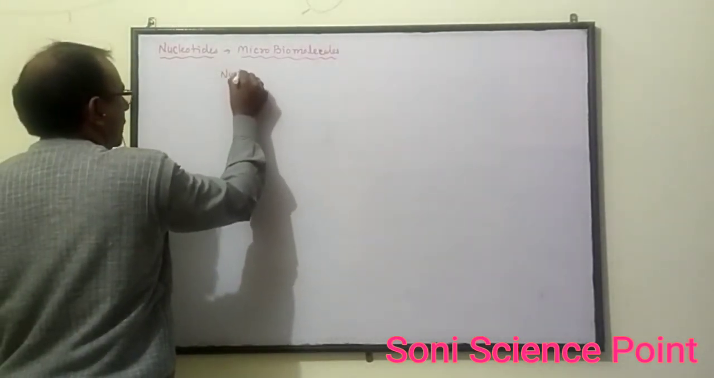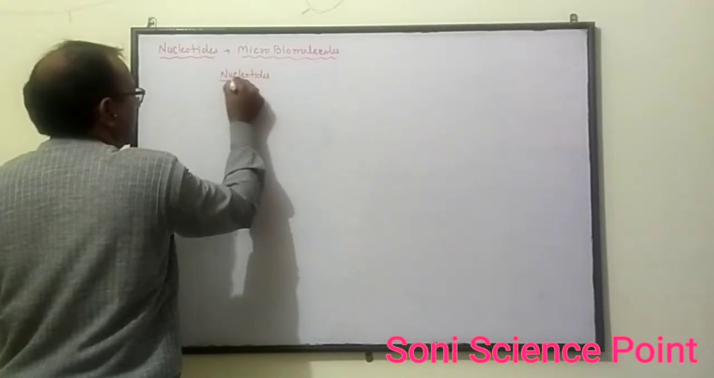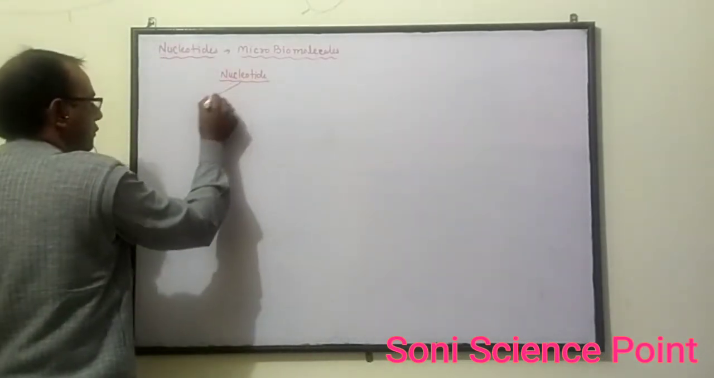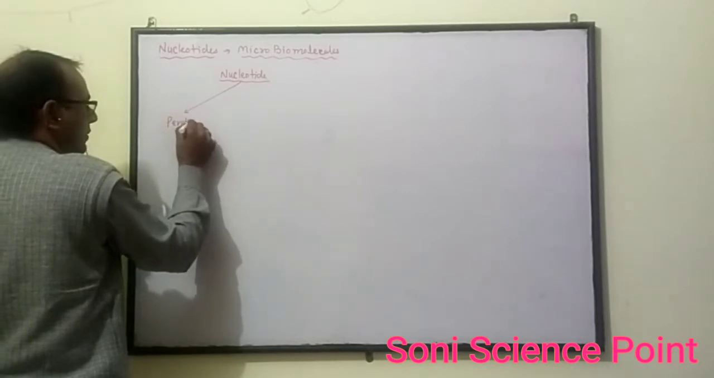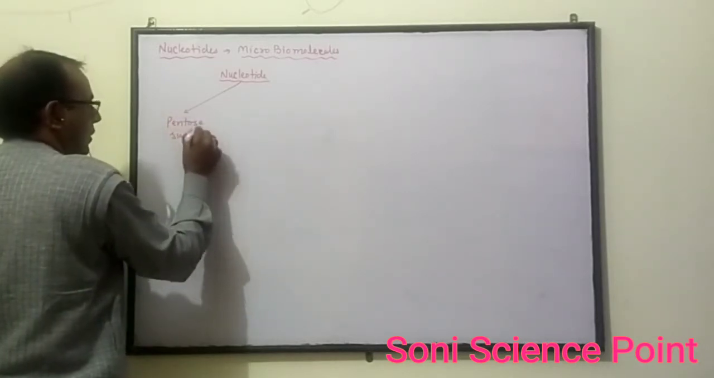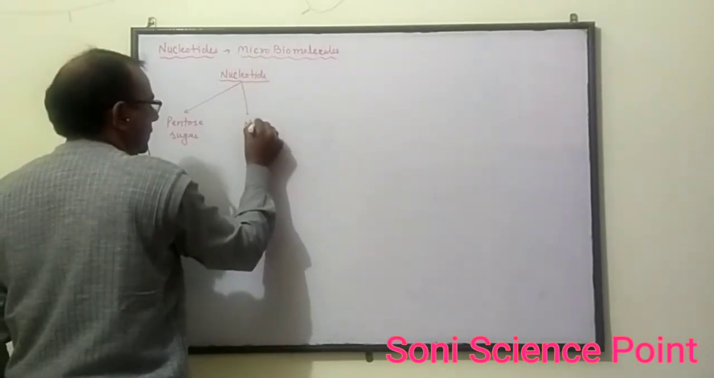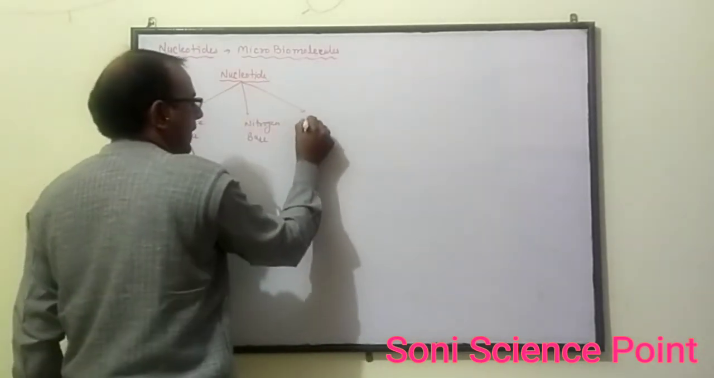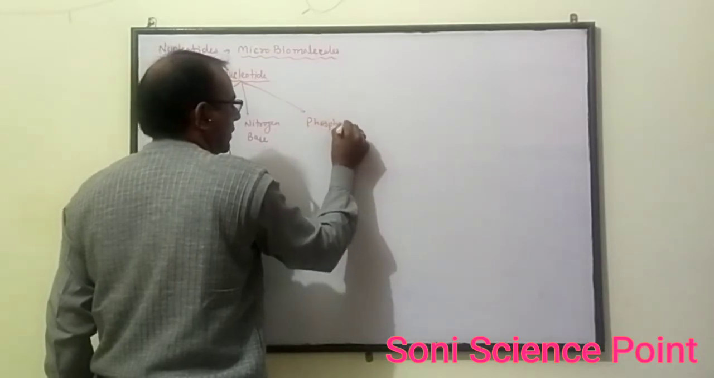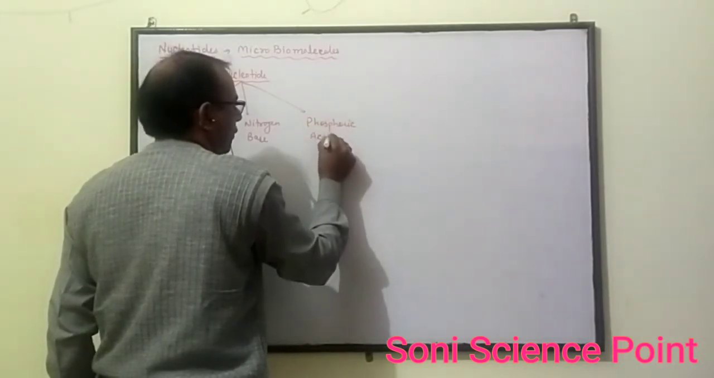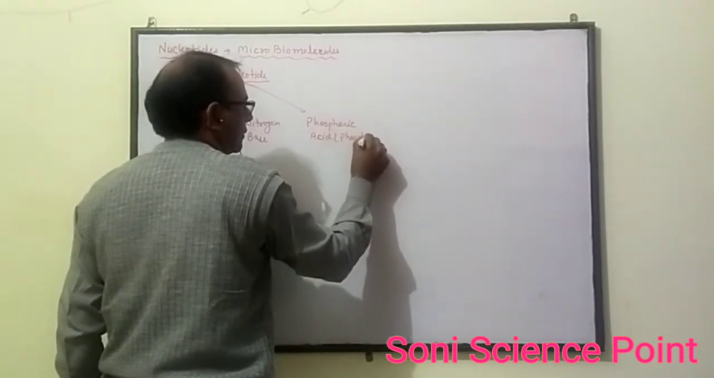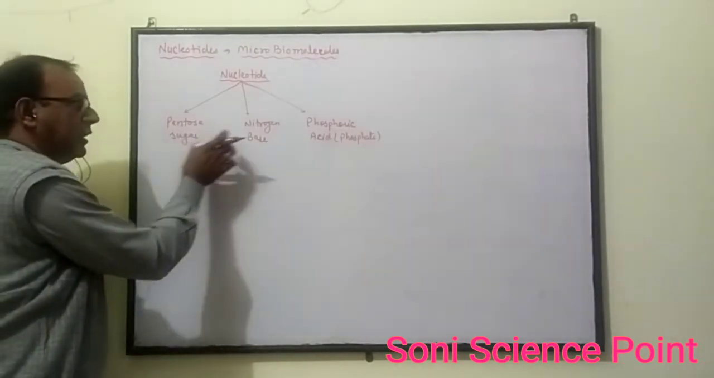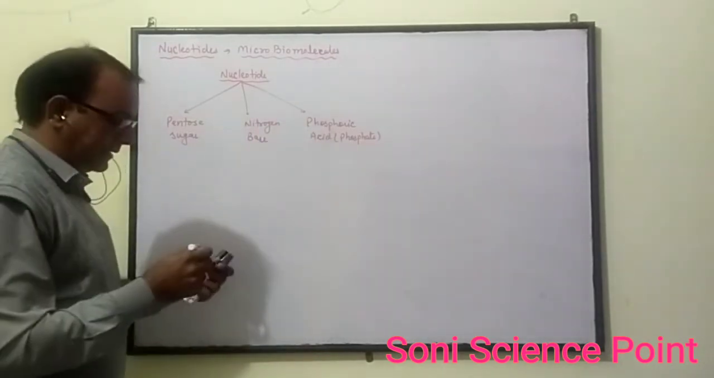Nucleotide. As we know, a nucleotide is a microbiomolecule, and it is lesser in weight. A nucleotide has different components: pentose sugar, nitrogen base, and phosphoric acid, mostly in phosphate form. These are the main components of a nucleotide: pentose sugar, nitrogen base, and phosphoric acid.